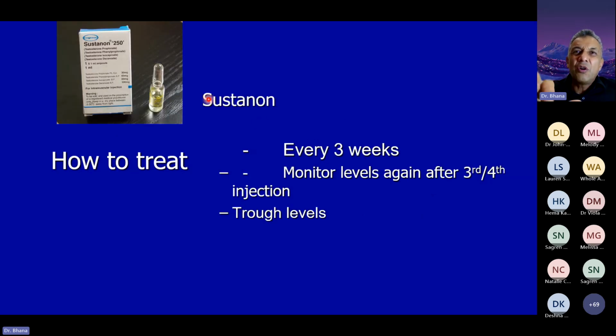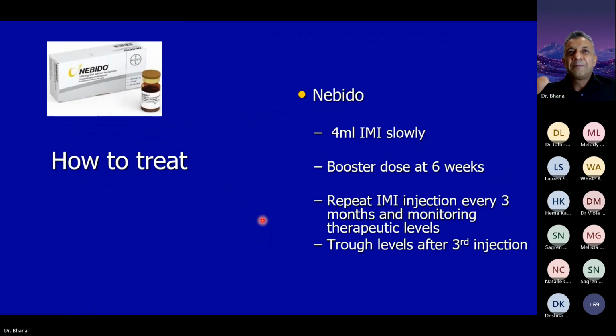Then you get Sustanon, small vial. The client can inject themselves again in the thigh, in the arms. It can also be injected by a doctor in the buttock. And basically, you've got a bit of propionate, and then you've got a slightly longer acting one, and it's mixed. And this one can be given every 3 weeks. Again, once you've given about the 3rd or 4th 3-weekly injection, you want a trough level so that you can dose titrate it to the client.